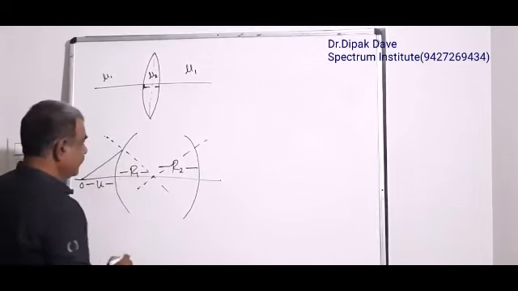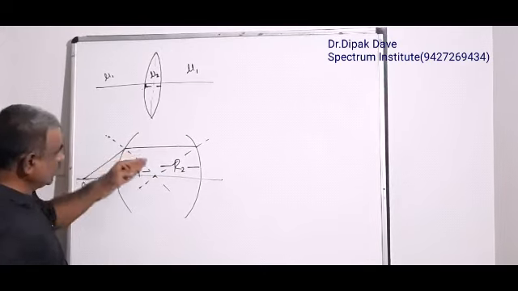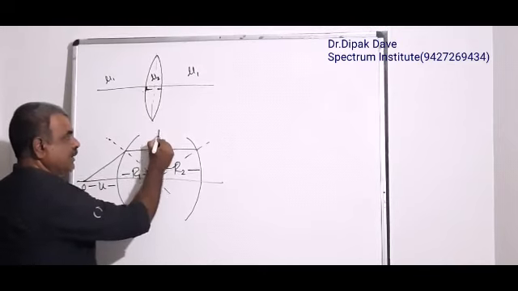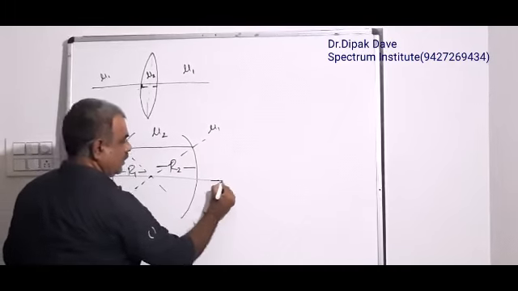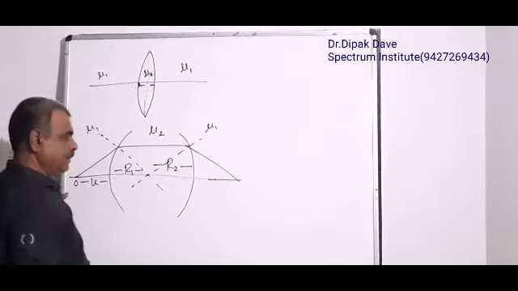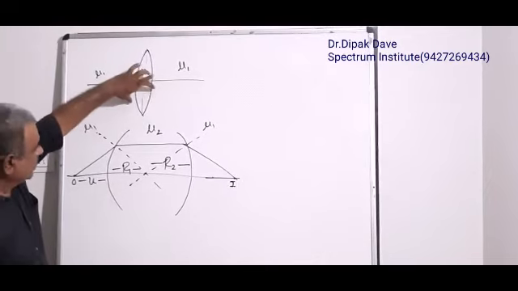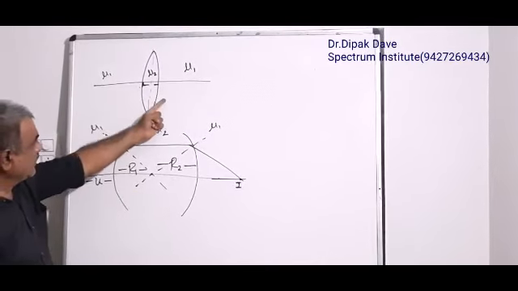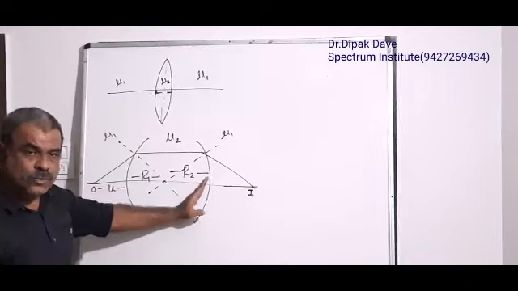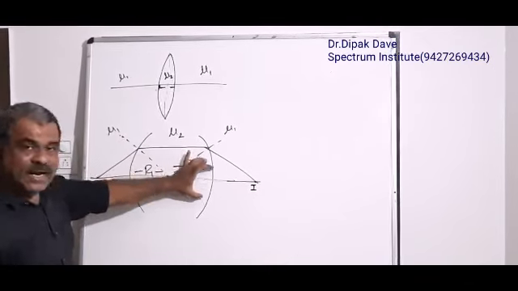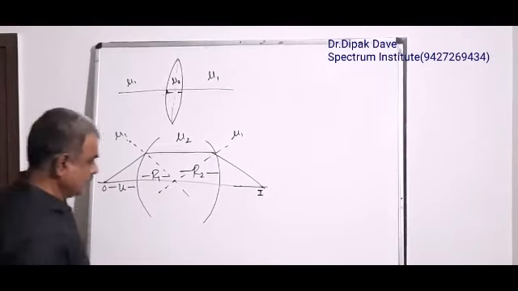It is incident, and bends towards the normal because it is passing from rarer to denser. This part has refractive index mu1, the surrounding having refractive index mu1. Here it bends away from the normal. And we get the final image I. This figure I have magnified. This is a combination of two curved surfaces, surface 1 and surface 2, having radii of curvature R1 and R2. A point-like object O is kept at distance U from the first surface.